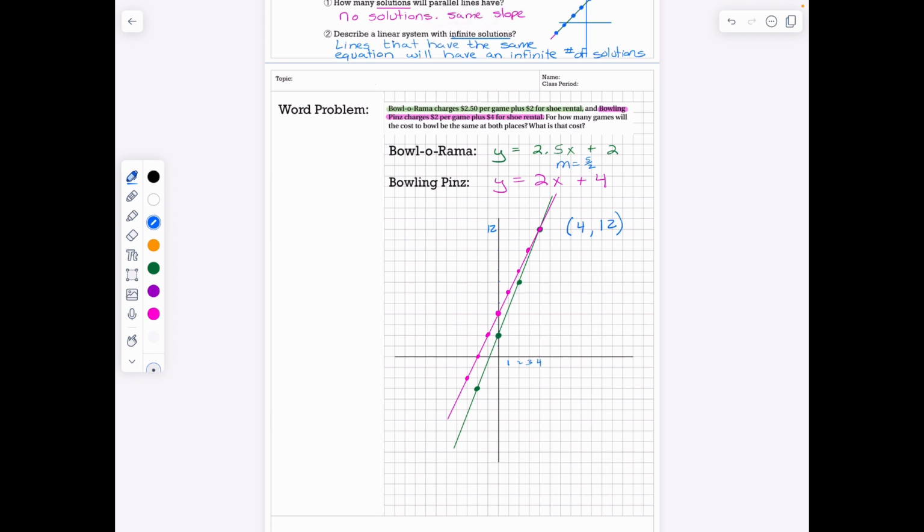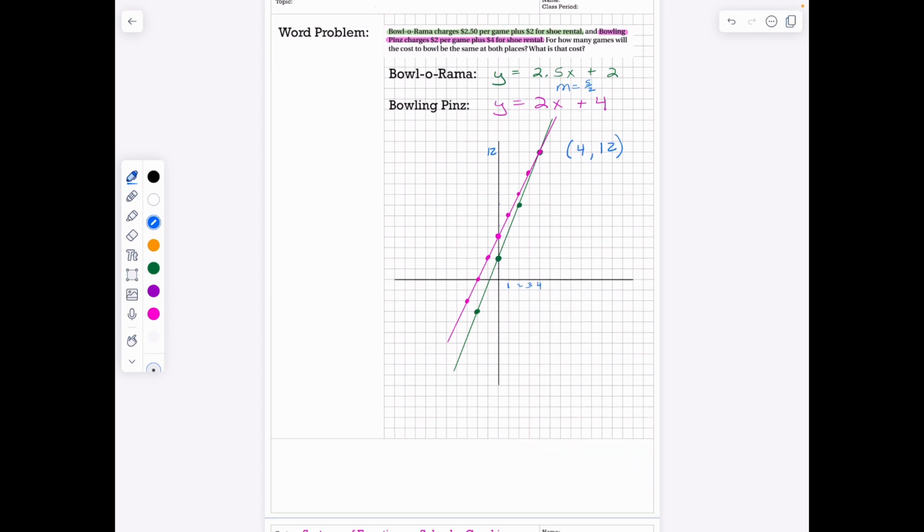Okay, so that is our lesson on graphing systems. The next in this series will be systems of equations by substitution.